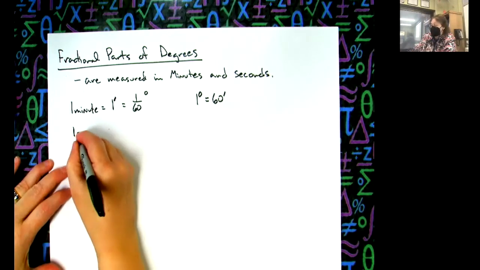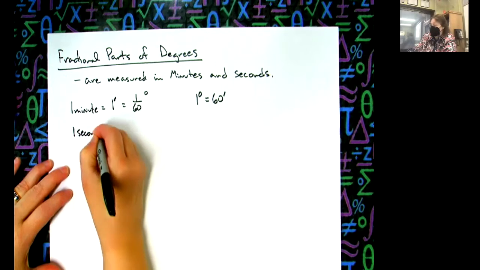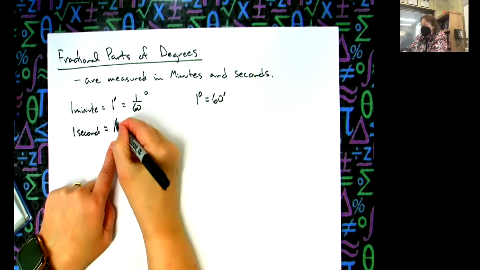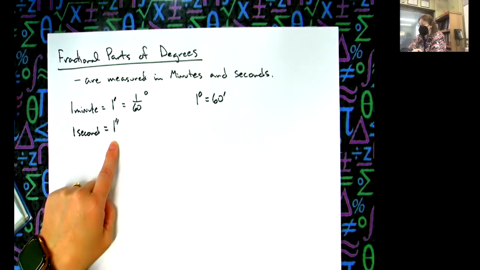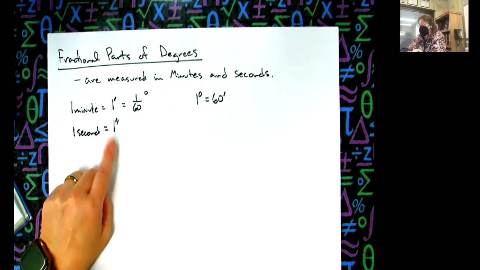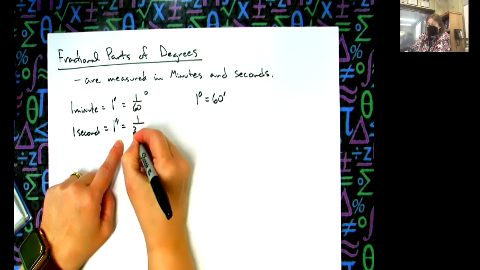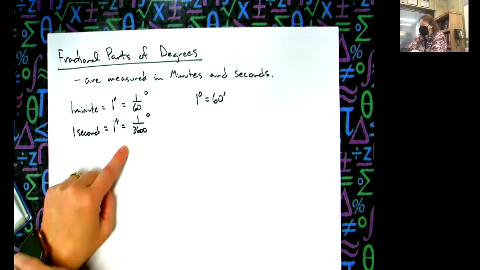We also have 1 second. The notation for that would be 2 little hash marks. So 1 hash mark is minutes, 2 is seconds. And this is going to be 1/3600th of a degree.